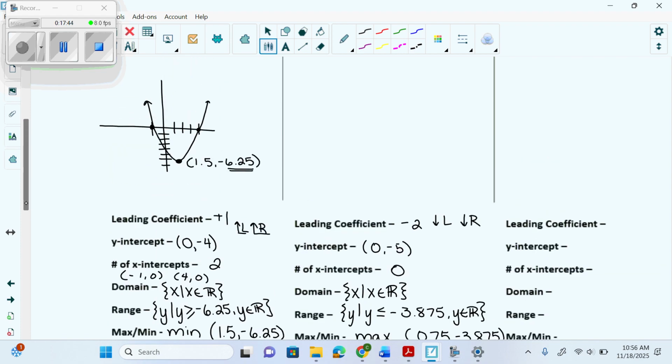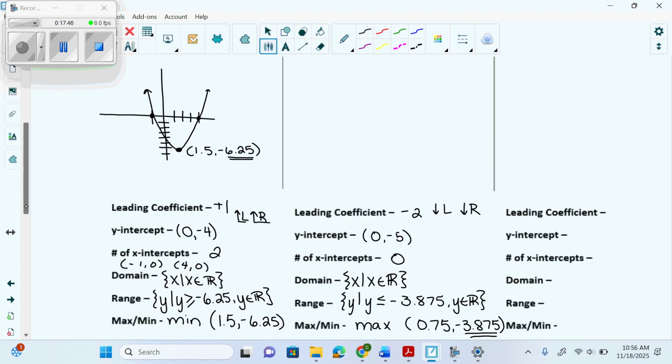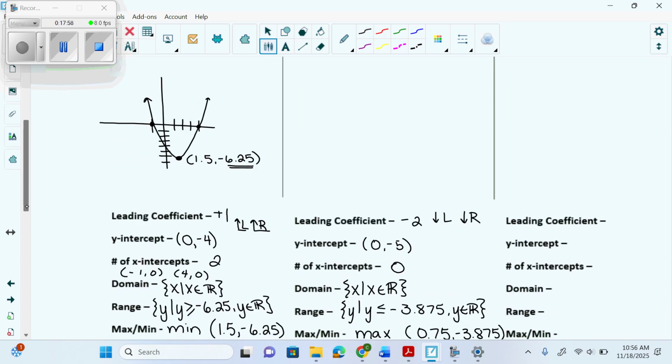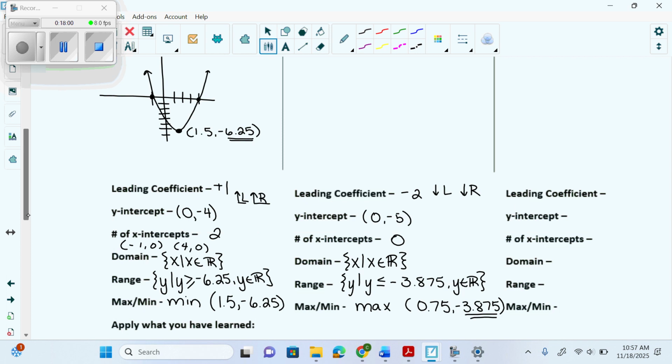Okay. I'll come back to that in a second. The other equation is 3x squared minus 12x plus 12. When we type it in, it's tangent to the x-axis, which means it literally touches the x-axis and bounces. It has 2 of the exact same x-intercept. So the number of x-intercepts is 1.